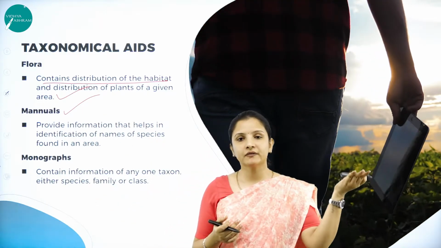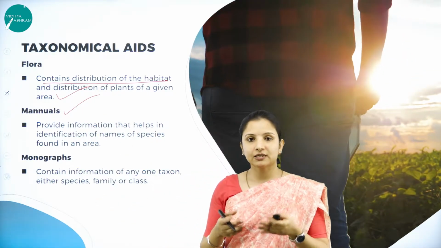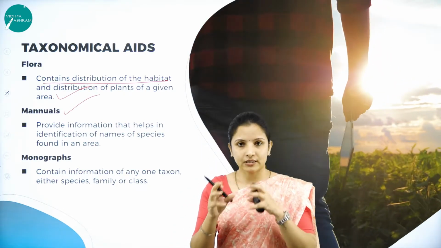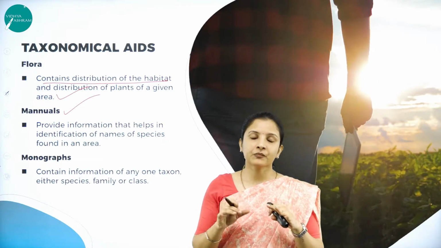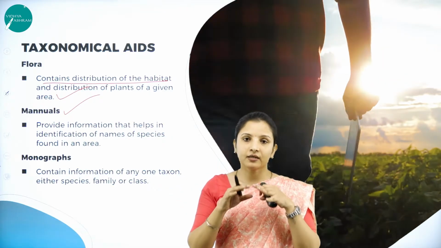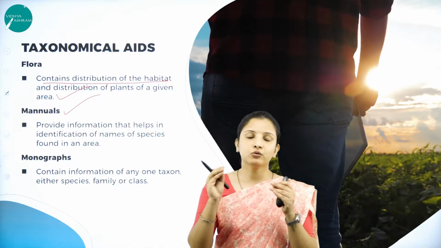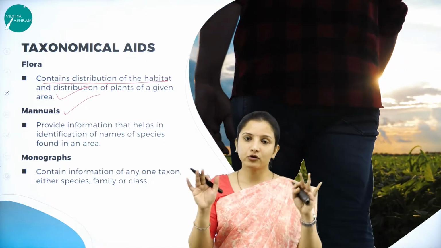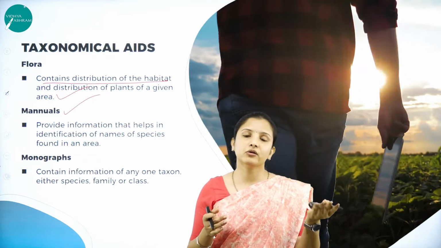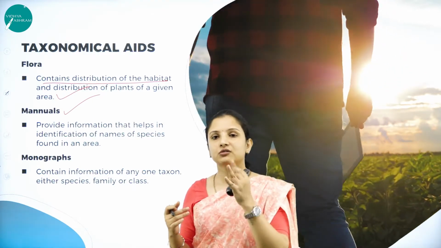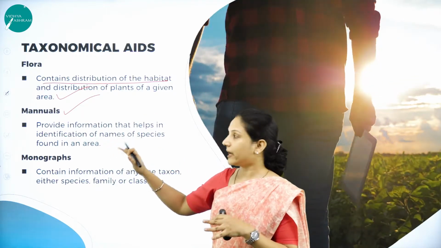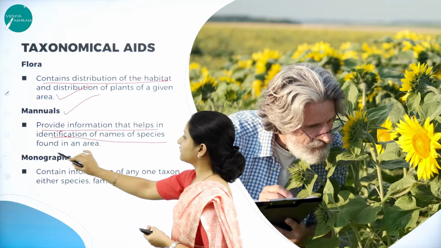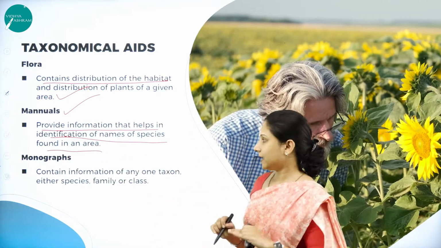Say for example, you have the Flora of Mysuru, or the best example is the Flora of the University of Mysuru, wherein one taxonomist would have studied whatever plants are there in that particular campus of Mysuru University, and he would have written a manual. That is nothing but a manual. If you want to study the flora of Mysuru University, then you can select that manual. So manuals provide information that helps in identification of names of species found in a particular area.